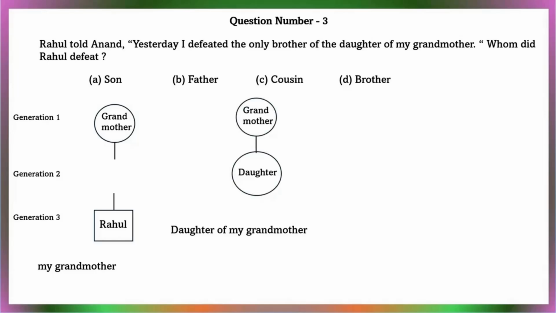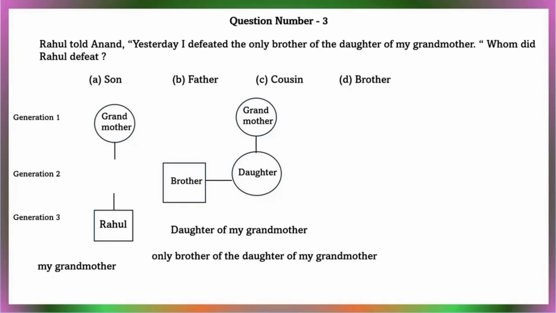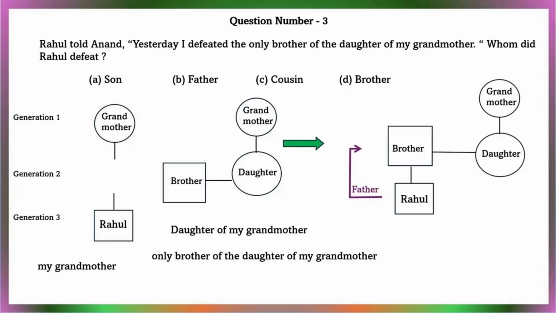This daughter can be Rahul's mother or Rahul's aunt. We do not know, so we can represent it separately. Next, the only brother of that daughter. The only brother of that daughter will be Rahul's father. If the daughter is the aunt, her only brother is Rahul's father. So here Rahul defeated his father.